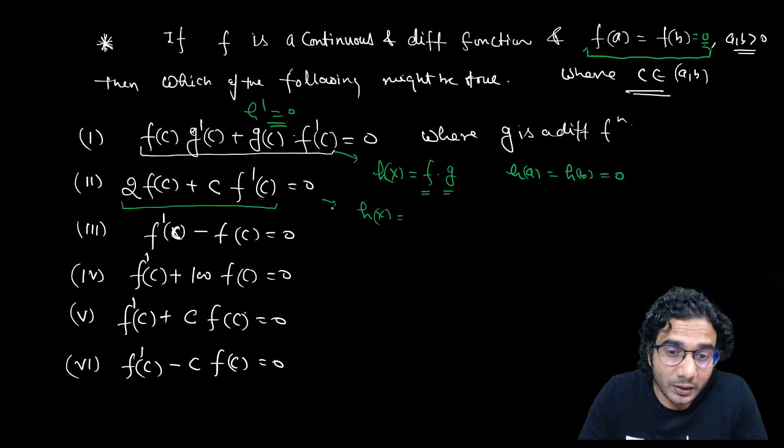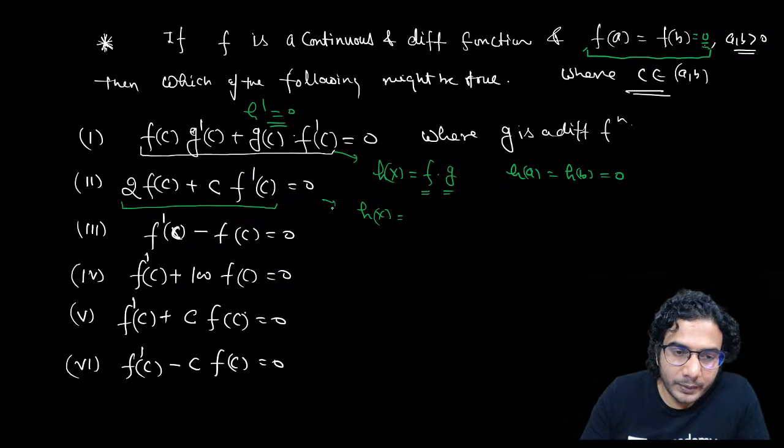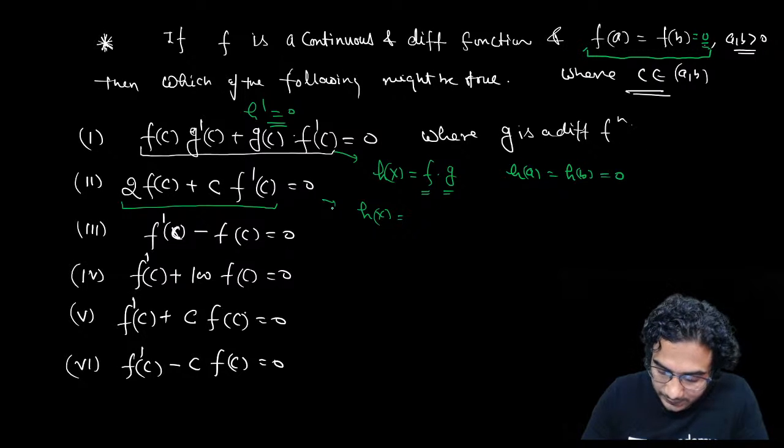Think about the second one. It is not right. If you differentiate 2cf, it won't be this 2 into f. But if you differentiate c squared f, then it is going to be 2cf plus c squared f dash. Then 2 is not there, huh?